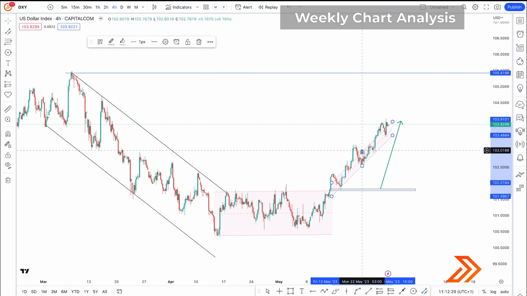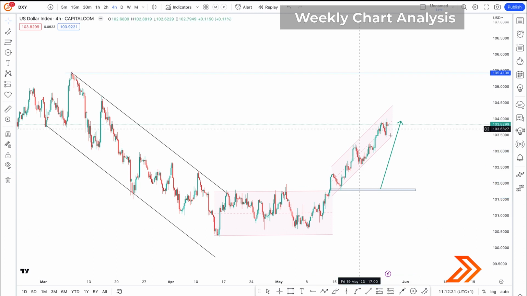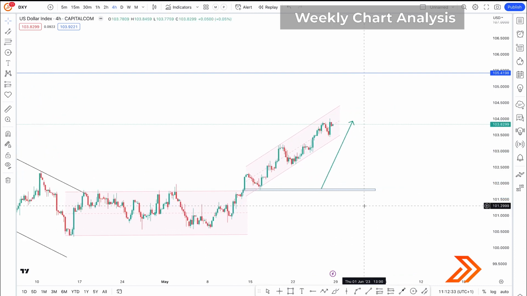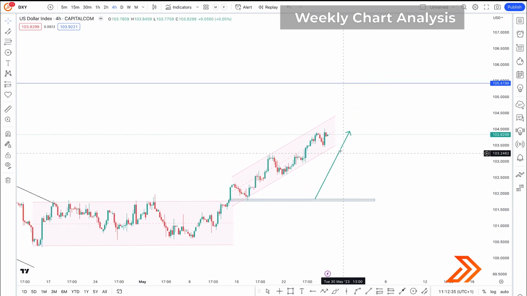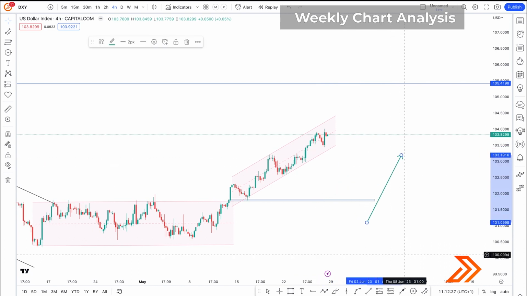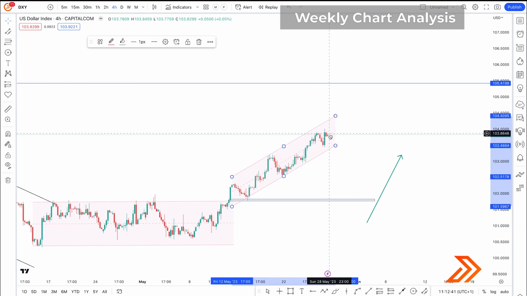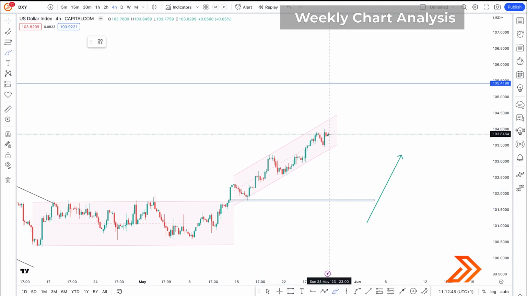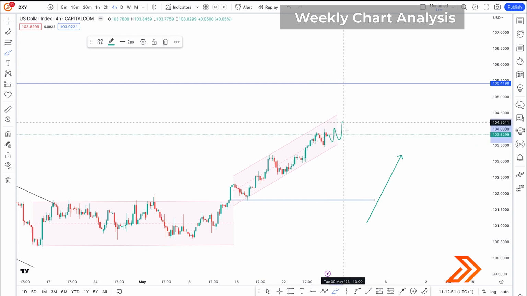The price on DXY has been ranging within this box. So all I should be expecting to see, guys, on the DXY is for the DXY to just continue to move within this box, because that has been what it has been doing.